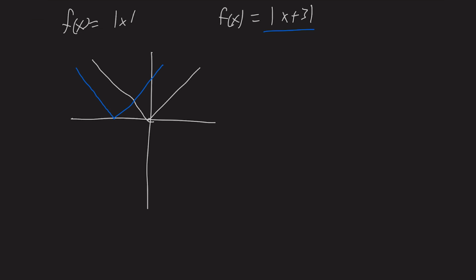What if I give you f of x equals the absolute value of 2x? This is going to be a translation inside our function. So again, it's going to be a horizontal translation. And this is therefore going to be a compression, which will look something like this.